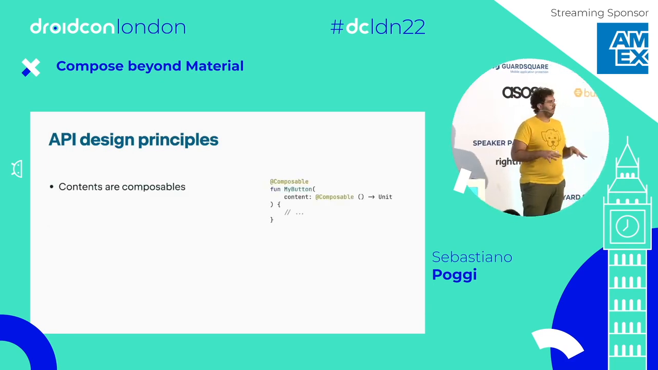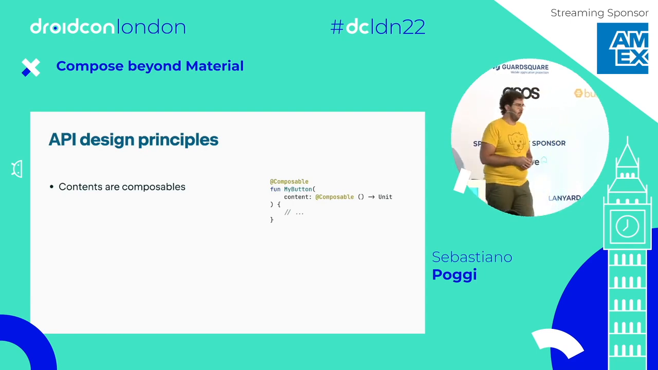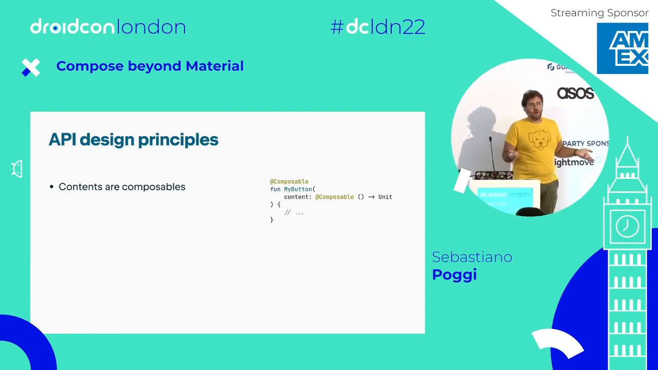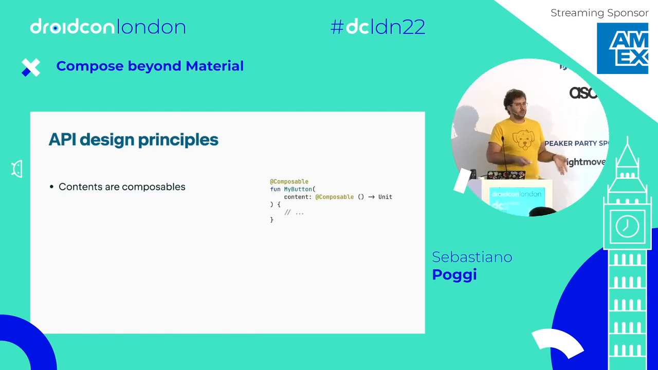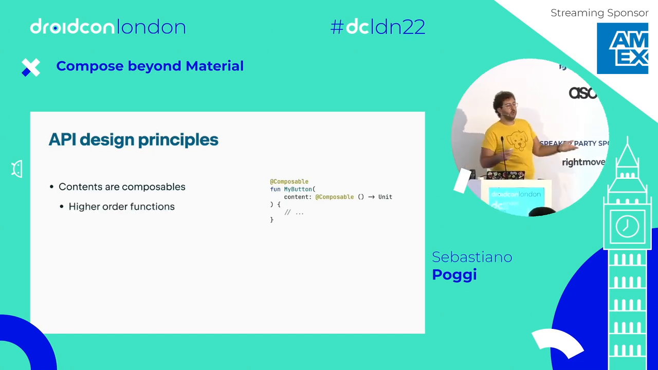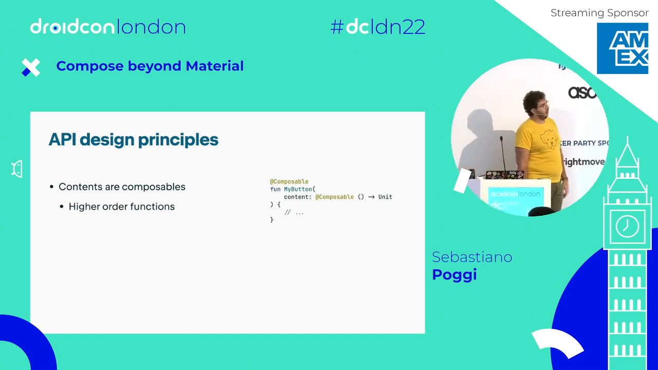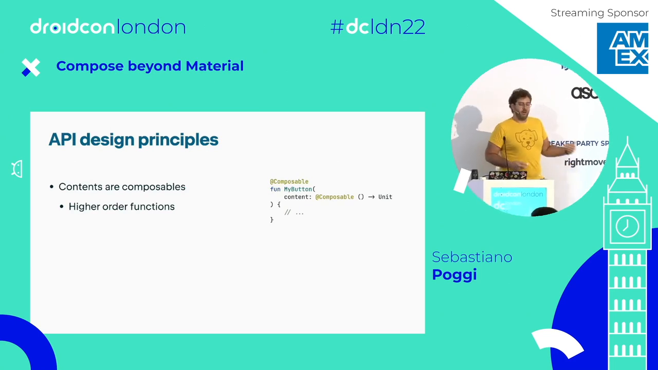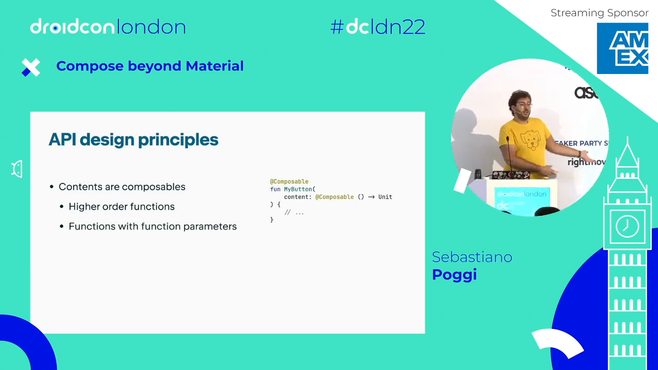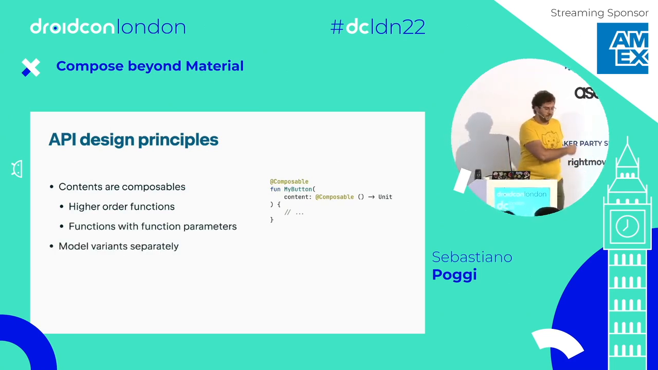Okay, I'm going to just highlight a few of those principles from the guidelines. The first one is a fairly obvious one. When you have a composable that contains something else, you pass in the contents as a composable lambda. It's a parameter. Now, if you want to be fancy, you can call them higher order functions. Now, I'm not a fancy person, so it's a function with function parameters.